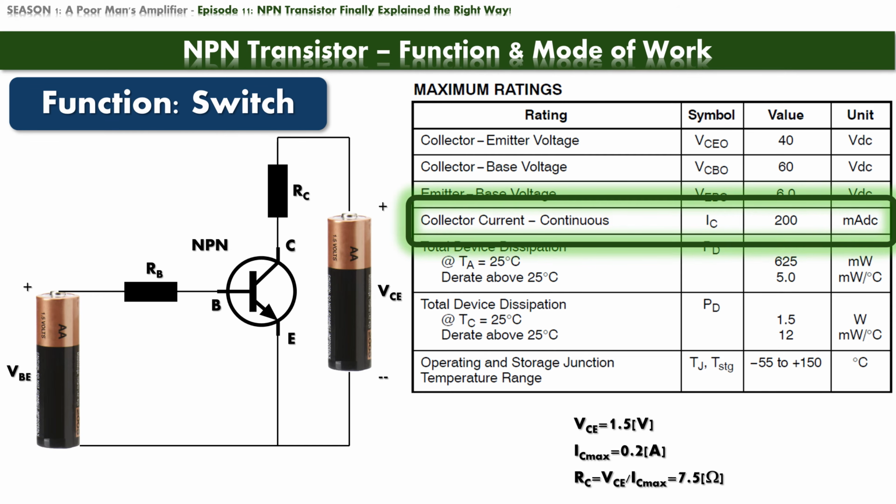Now, a word of warning. These values are for demonstration purposes only. Do not try to build this schematic in real life. A resistor of 7.5 ohms, under 200 milliamperes of current, would burn out in an instant. It simply cannot dissipate that much heat. When we get to real-life examples, we will plug in safe values for voltage, current and resistors. For now, all we need to know is that the collector current has to be 200 milliamperes or less.